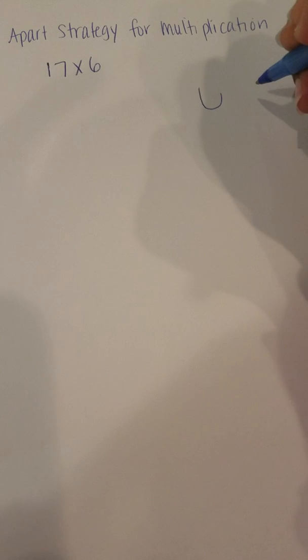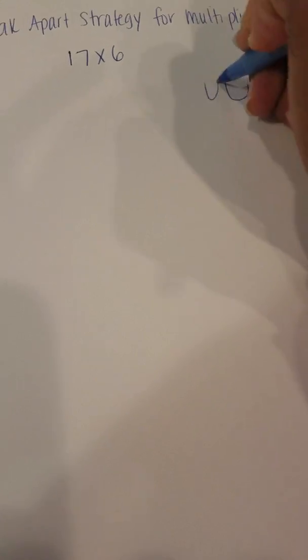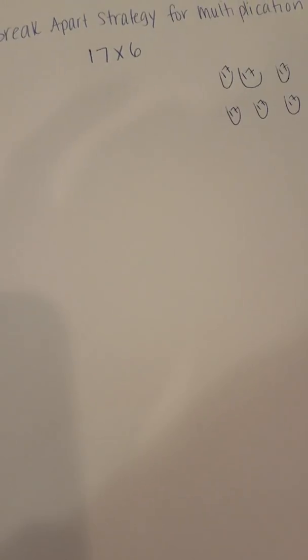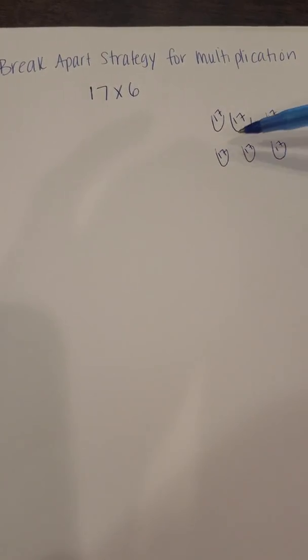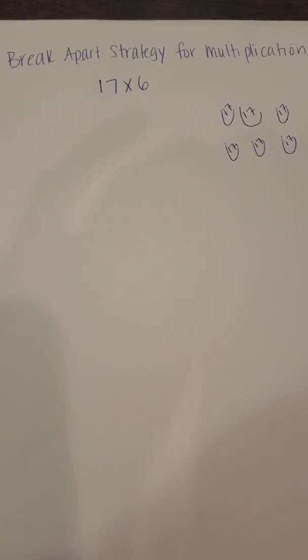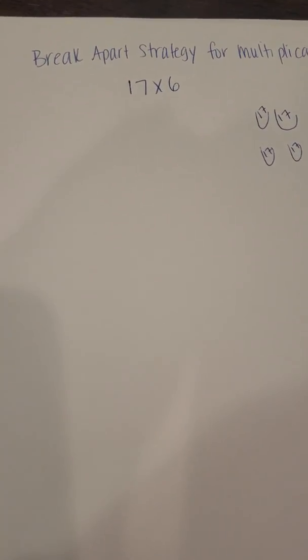Let's say there's a situation where there are 6 baskets and there are 17 pieces of candy in each basket. And you want to solve how many total pieces of candy there are. So we want to get away from doing 17 plus 17 plus 17 plus 17 plus 17 plus 17. And there's a strategy called the break apart strategy.